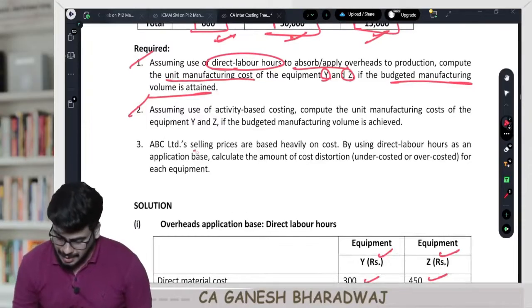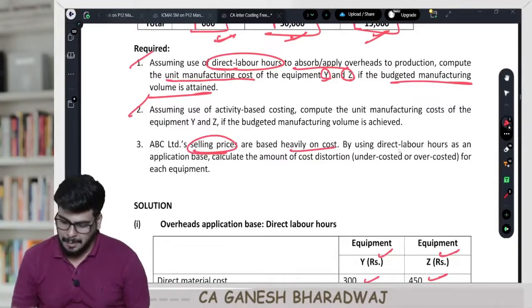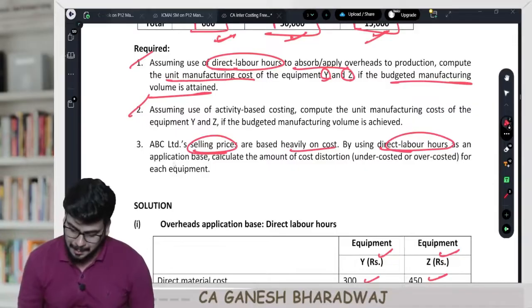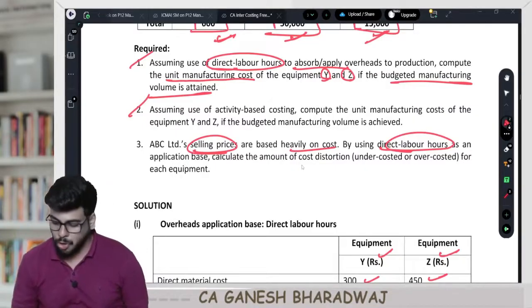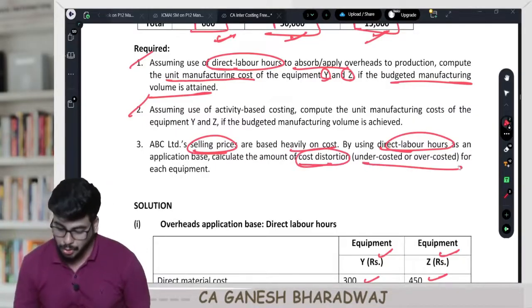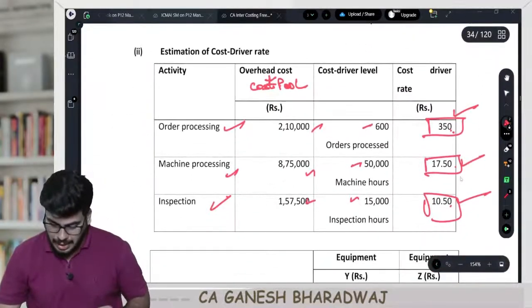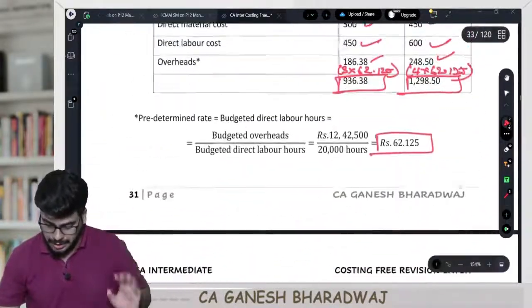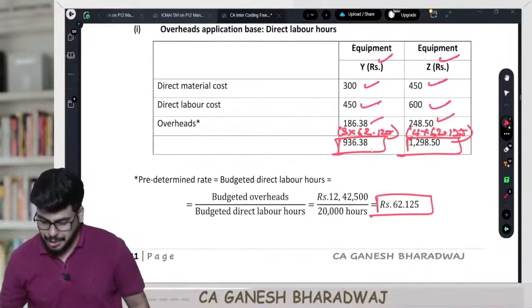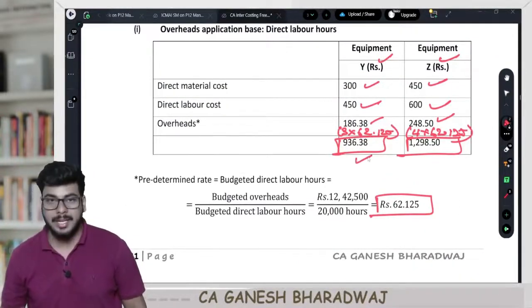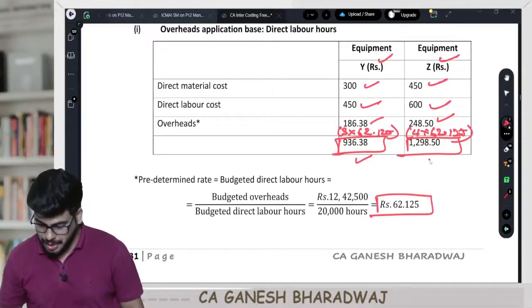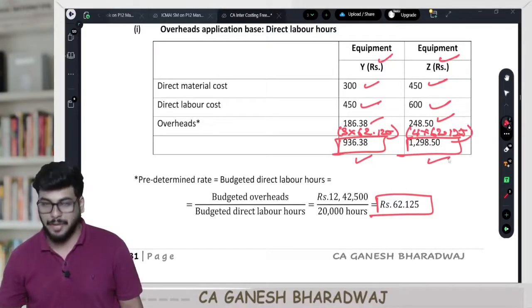ABC Limited's selling prices are heavily based on costs. By using the direct labor hours as an application base, calculate the amount of cost distortion that is under or over costed for each of the equipment. Now, if I follow the traditional costing system, what is the cost per unit? For Y, it is 936.38. For Z, it is 1298.5.